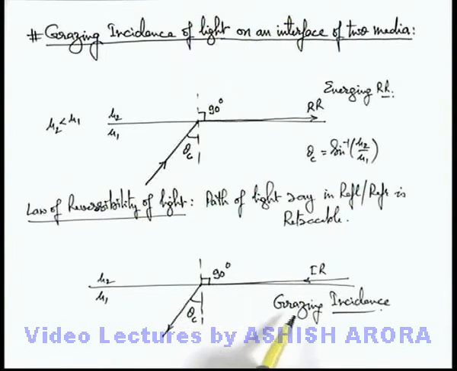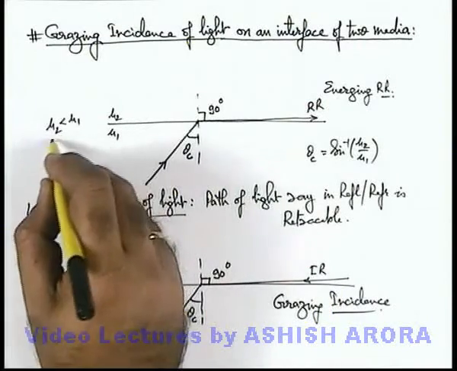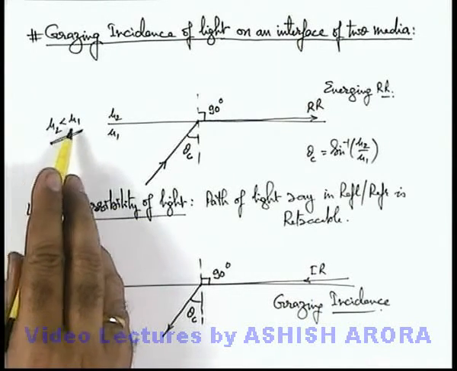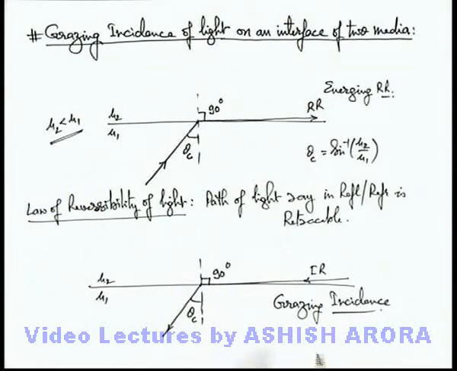So there are two cases which we will study. This is the case which belongs to grazing incidence from the side of the denser medium, and the other from the side of the rarer medium, as we already took that mu2 is less than mu1. Let's continue on the next sheet for both the cases in detail.